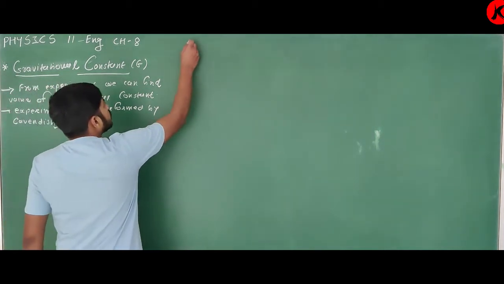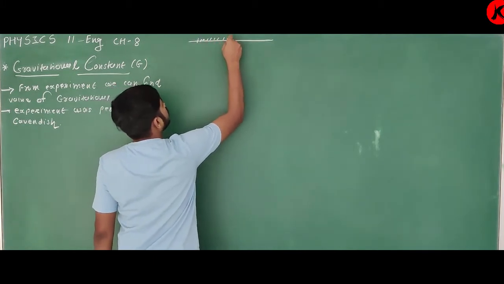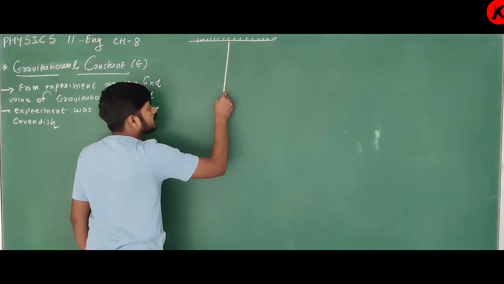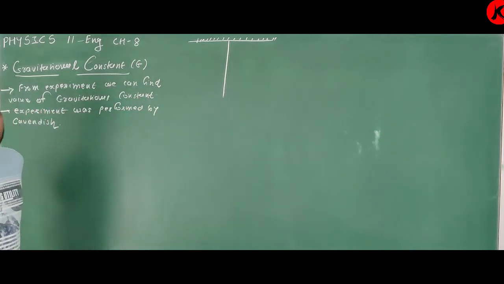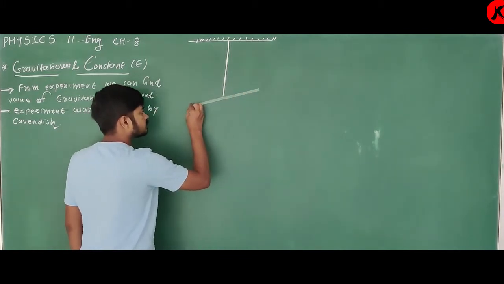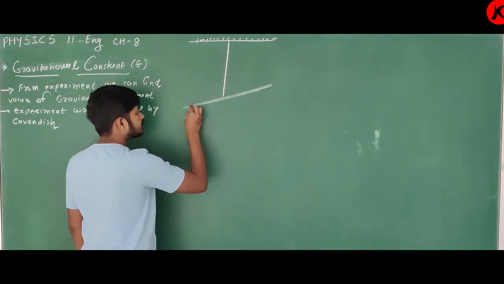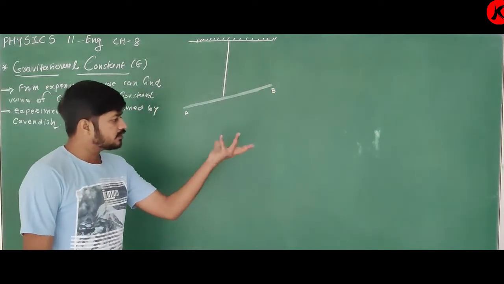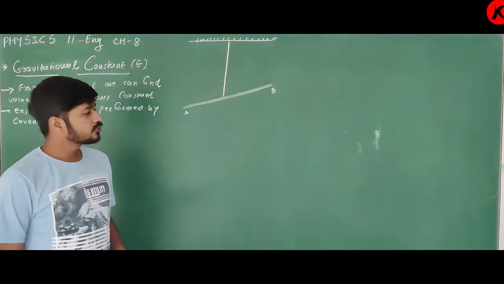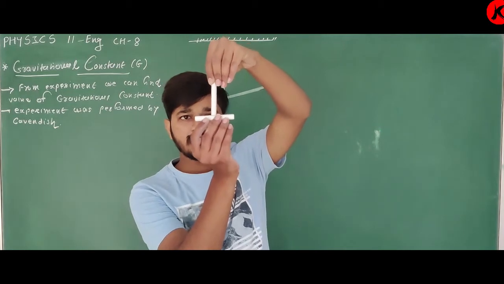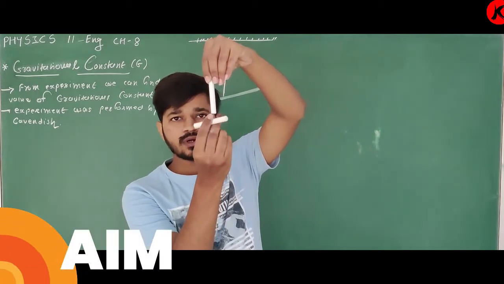You see, it is simple. It is a fixed support. From this fixed support, a thin wire is suspended like this. Now, from this thin wire, a rod AB is suspended, which can easily rotate in a horizontal plane. So there is one wire from a fixed point and one rod AB. It is connected like this. This rod AB can perform rotational motion.